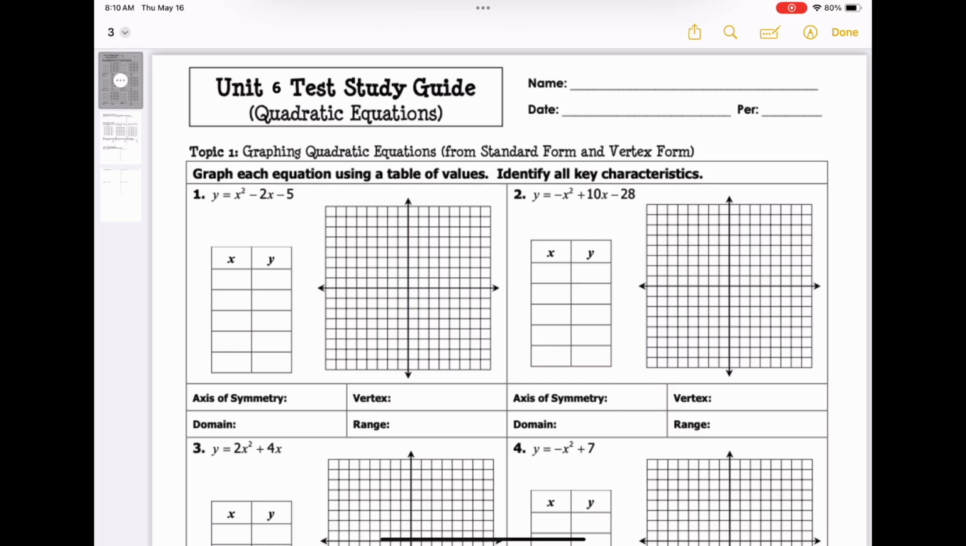All right, so today we're going to be doing the Unit 6 test study guide. I'm going to be completing half the examples with y'all, and then you're going to go back and do the other half on your own. And I will post the answer key on Schoology so that you can go back and check your work.